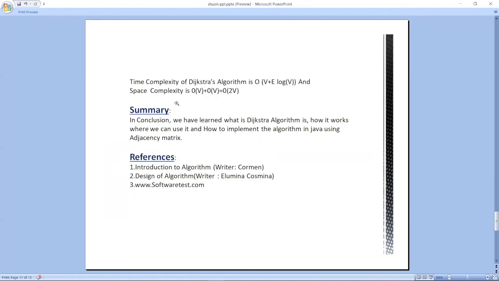And here I am going to say the time complexity of Dijkstra algorithm is order of (V plus E) log V, and the space complexity is order of V plus order of V, equal to order of 2V. In the summary, in the conclusion, we have learned what the Dijkstra algorithm is, how it works, where we can use it, and how to implement the algorithm in Java using an adjacency matrix.